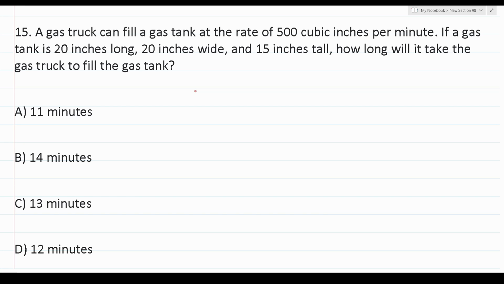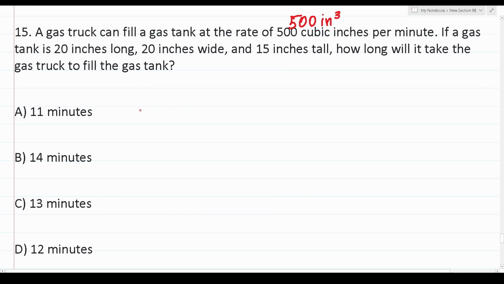All right, so previously in this video, I mentioned that if you're dealing with squares, like square inches or square feet, that meant you were working with area. In this case, we have 500 cubic inches. We're dealing with cubes, and that should be a clue that you're going to be finding volume. So more specifically, we're going to be finding the volume of this gas tank. And we're told it's 20 inches long, 20 inches wide, and 15 inches tall. In other words, it's a rectangular prism.